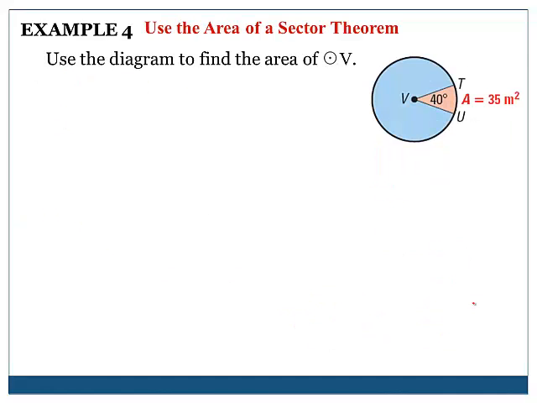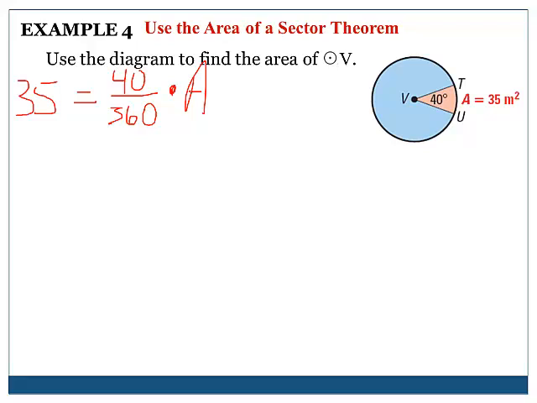Example 4. Use the diagram to find the area of the circle with center V. And we are looking for the area this time, and we're looking for the area of the entire circle. And we're given the area of the small sector, which we can use to find the area of the entire circle. We know the area of the small sector is 35 meters squared, and we can set that equal to the central angle, which is 40, and put that over 360. And in this case, I'm just going to multiply by A, which represents the area.